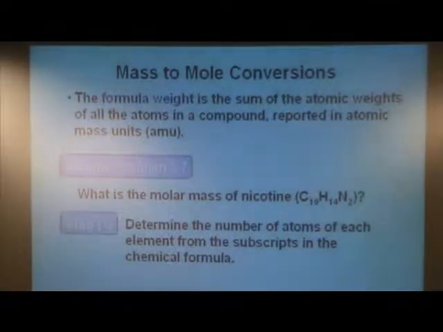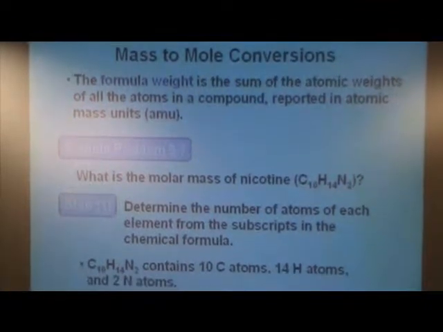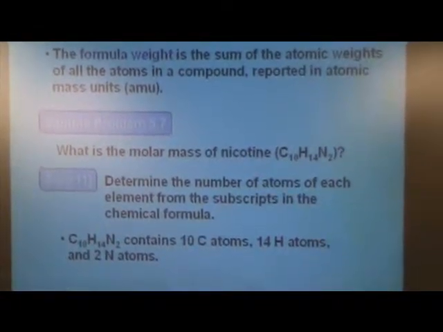Once you know the number of atoms, you're going to multiply by their respective atomic weight. Well, actually, you don't have to memorize this. I'll give you the atomic weight during the test, okay? But you need to know how to multiply that. Carbon: 10 multiplied by 12. Hydrogen is 1, so 1 by 14. Nitrogen, 14, times 2, 28.